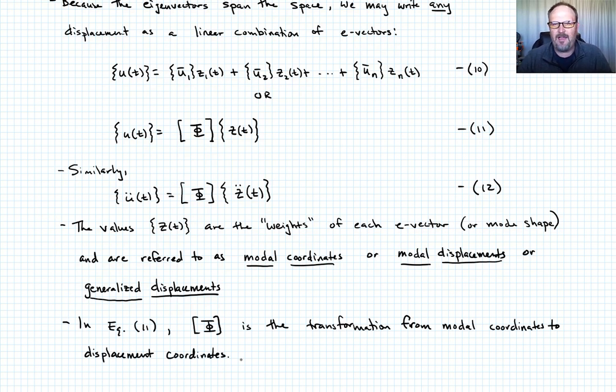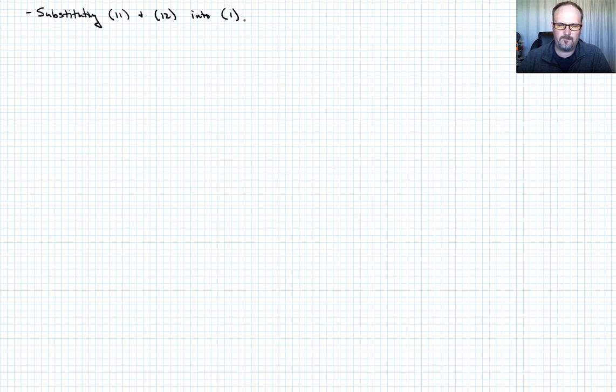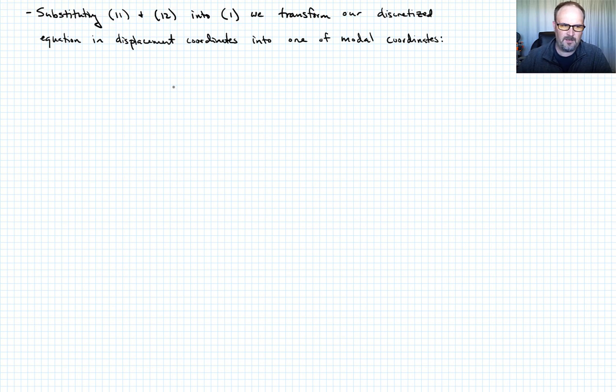So now what we have is a mapping between the modal side and the displacement side. So now we can go ahead back to our original equation and transform it. Okay, so substituting equations 11 and 12 into equation 1, we transform our discretized equation into an equation on modal coordinates. So what does that look like?